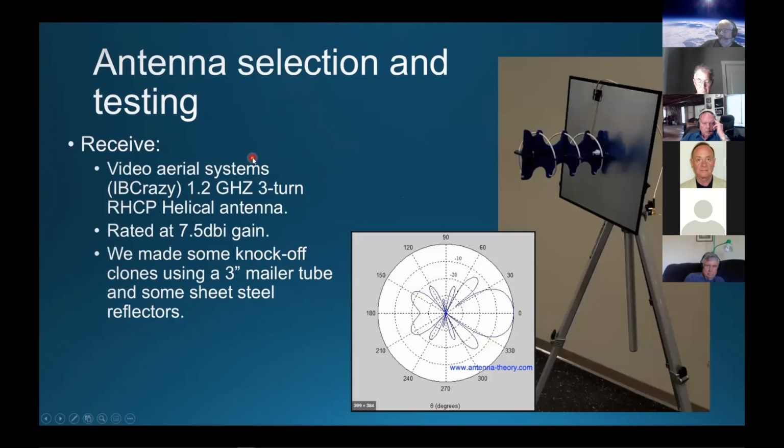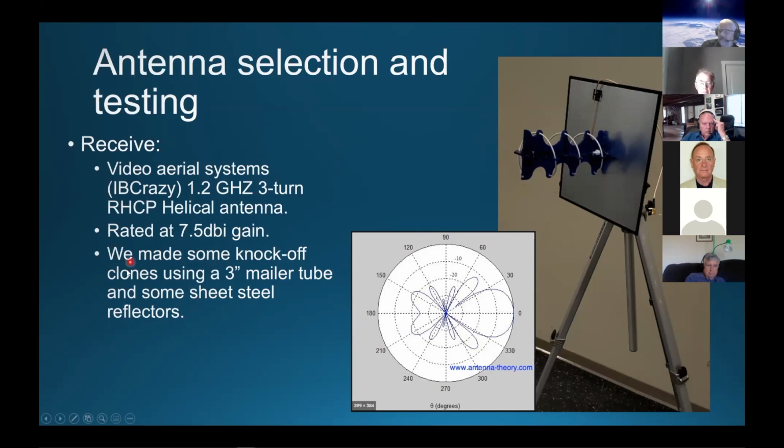So, antenna selection and testing. Again, I wanted to go off the shelf as much as I could. So in this case, I used IB Crazy antennas, if anybody does FPV stuff. I think he now calls himself Video Aerial Systems, VAS, but everybody remembers the guy; his handle online is IB Crazy. He makes a 3-turn 1.2 gigahertz antenna, which is here and looks suspiciously like the cheesy one that I 3D designed later. And he rates it at 7.5 dBi, which I thought was interesting given the calculators say 9 dBi, but okay, let's be conservative and say 7.5.